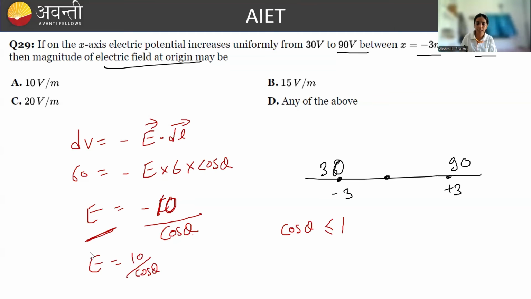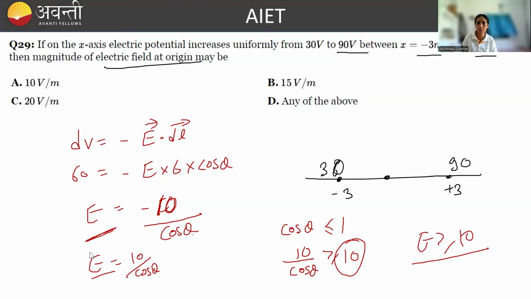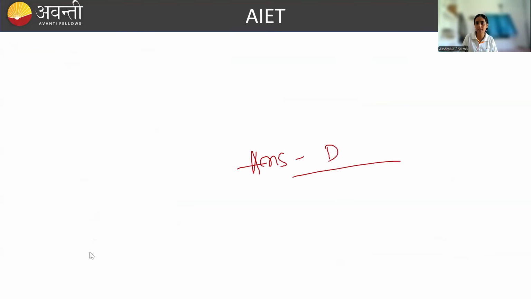If I divide, 1 by cos theta will be greater than or equal to 1. And if I multiply both sides by 10, 10 by cos theta is greater than or equal to 10. So basically the electric field will be greater than or equal to 10. It can be 10, it can be 15, it can be 20. It is 10 when theta is 0 degree, but that is not given in the question. So I will go with D, that is any of the first. So what will you write as the correct answer? D.